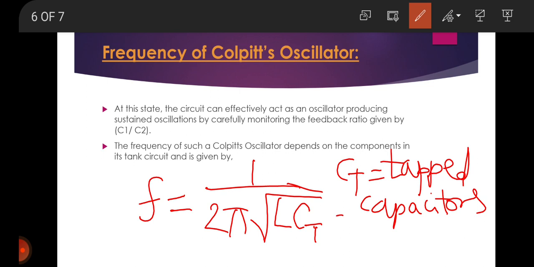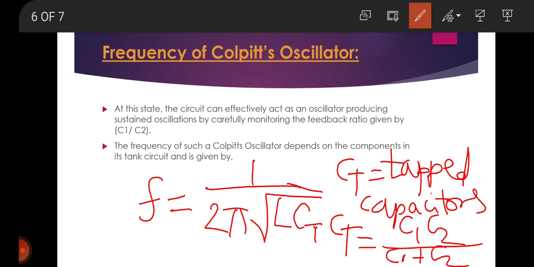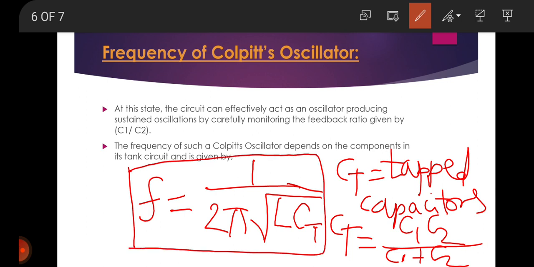Therefore, the value of CT is equal to C1 into C2 upon C1 plus C2. Therefore, this formula of frequency is important for problem solving on Colpitt's oscillator.